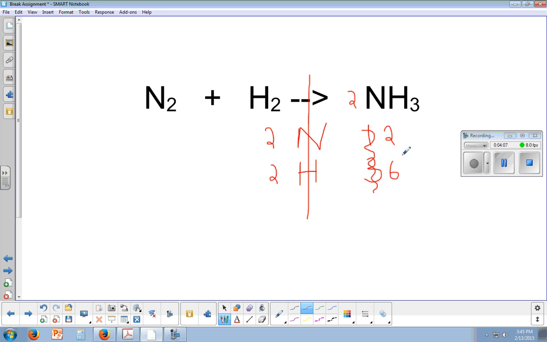So now I have to say, okay, my nitrogens are balanced. What am I going to do to balance my hydrogens? Well, right now I have a subscript of 2. Is there a number that I can multiply by 2 that's going to give me 6?